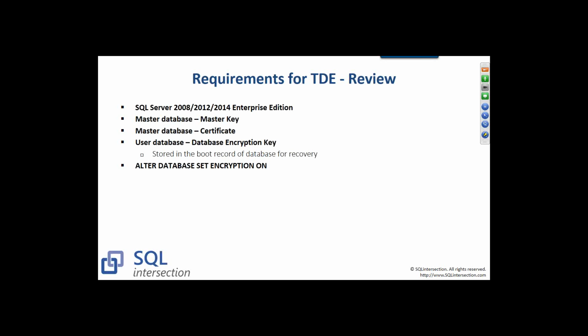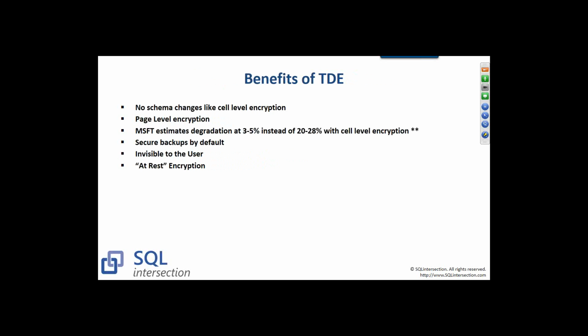Same concept if you alter database set encryption off. It will then have to decrypt all the pages and store them in the database, and so you'll see a percentage there as well when you decrypt. It'll have the state of decrypting, and it will have the percentage of what completion rate it has. So let's talk about the benefits, the disadvantages, and then we'll show how it works in demo.